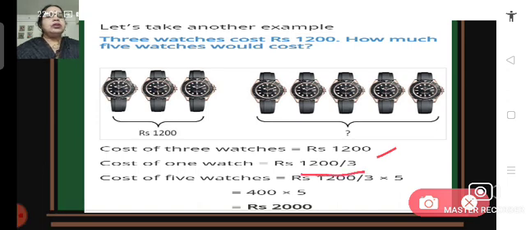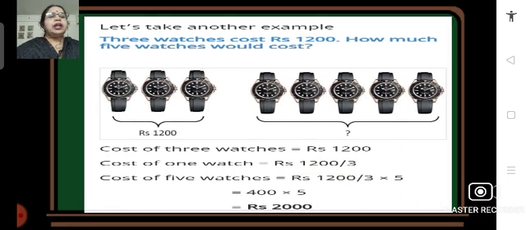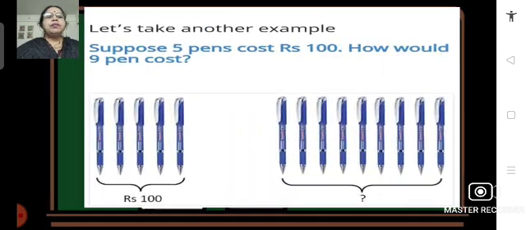That will be 1200 divided by 3. Then we find the cost of 5 watches by multiplying 1200 upon 3 by 5. That means 400 into 5. That means the cost is rupees 2000. The cost of 5 watches will be 2000. Let's look at one more example.